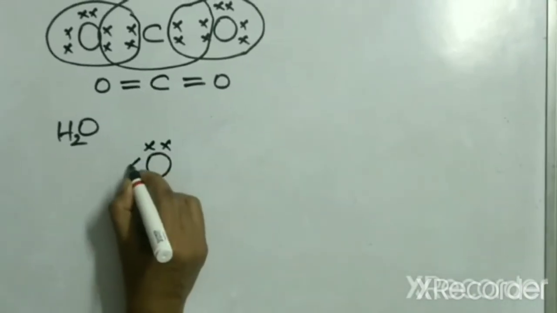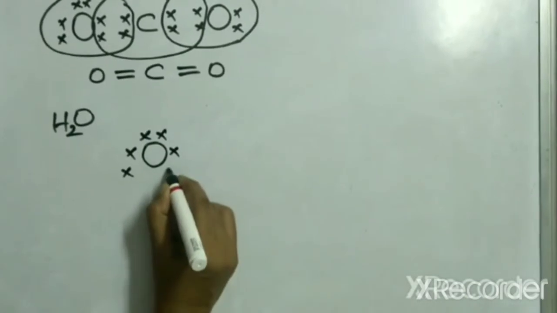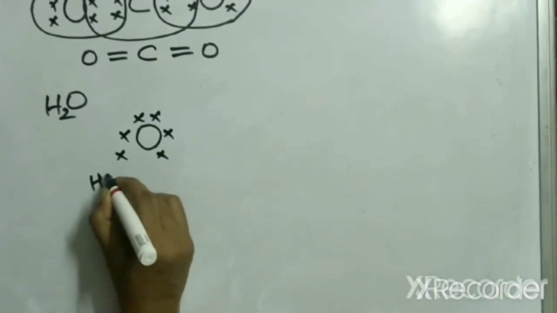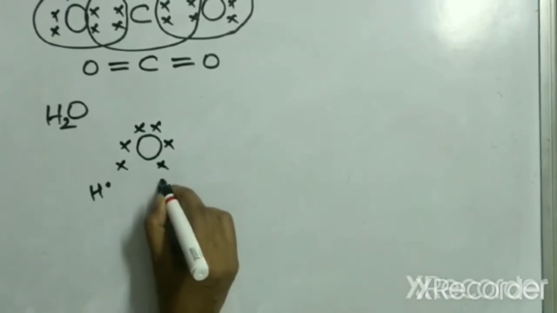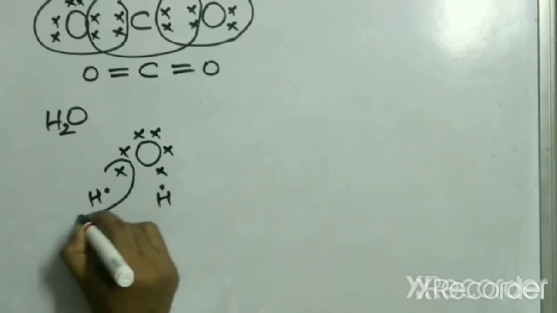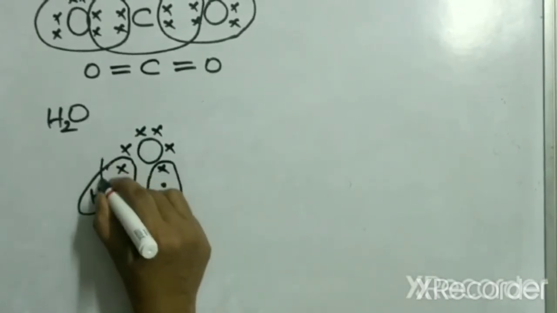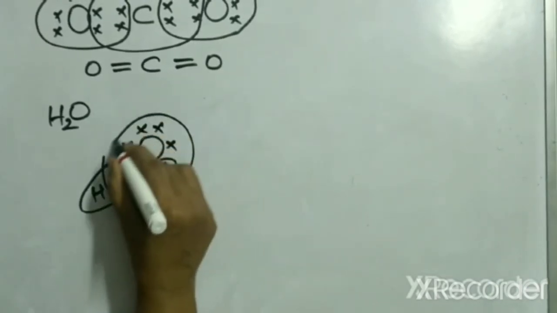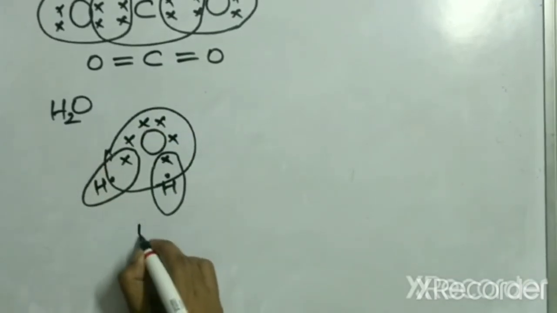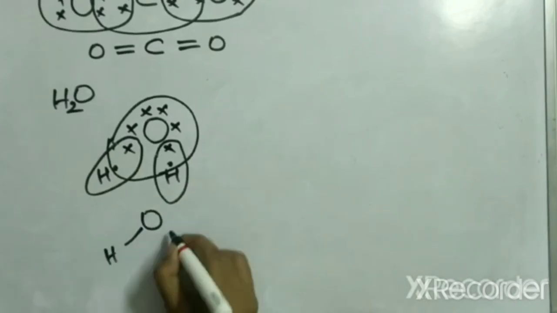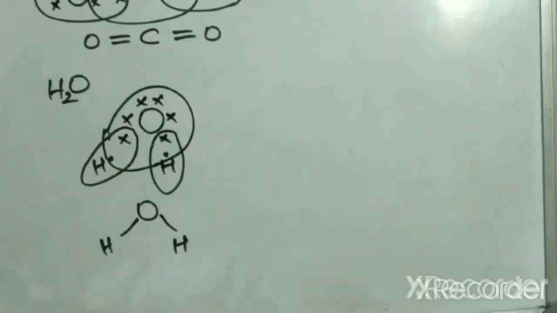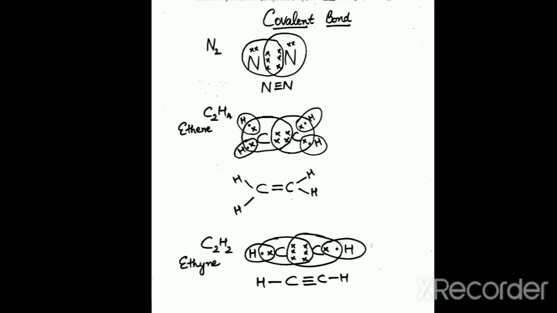Next, consider water, H2O. Oxygen has 6 valence electrons, hydrogen 1 electron. So each hydrogen requires 1 more electron and oxygen requires 2 more electrons to get octet configuration. One pair of electrons is shared between oxygen and hydrogen. Therefore, a single bond is formed. 2 such bonds are present in water. In a similar way, we can find that a triple bond is present between 2 nitrogen atoms in nitrogen molecule.